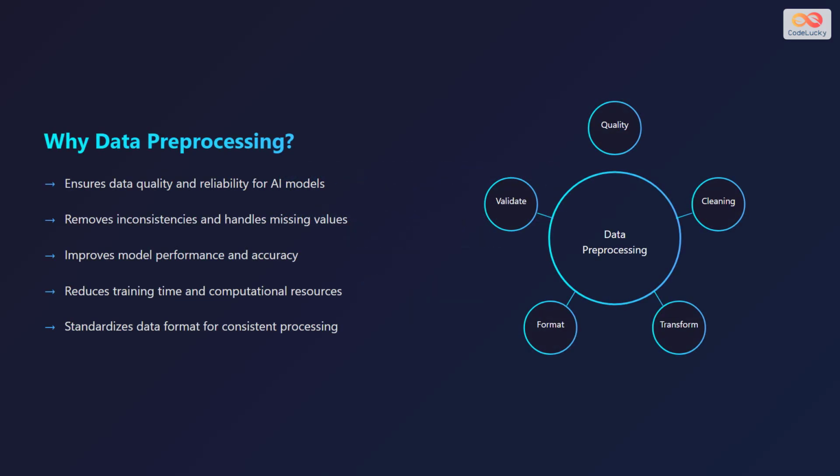Why is data preprocessing so important? Firstly, it ensures data quality and reliability for artificial intelligence models. High-quality data leads to reliable insights and predictions. Secondly, it removes inconsistencies and handles missing values, which are common problems in real-world datasets. Thirdly, it improves model performance and accuracy. Clean and well-prepared data allows models to learn more effectively.